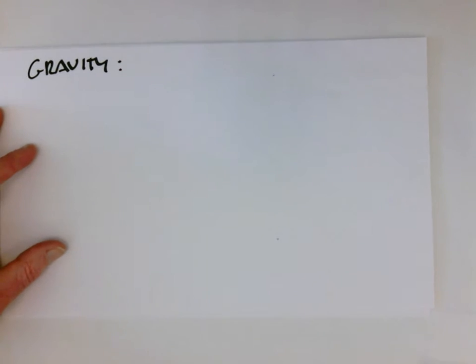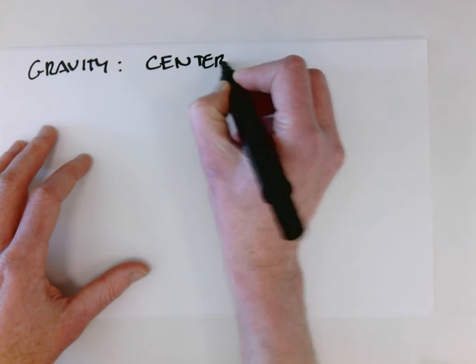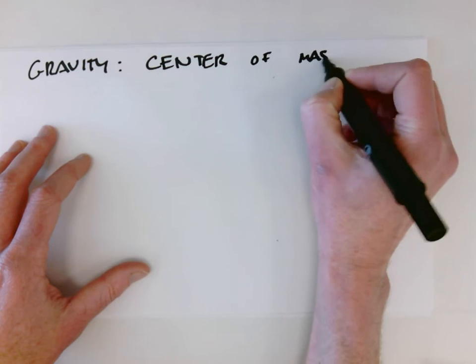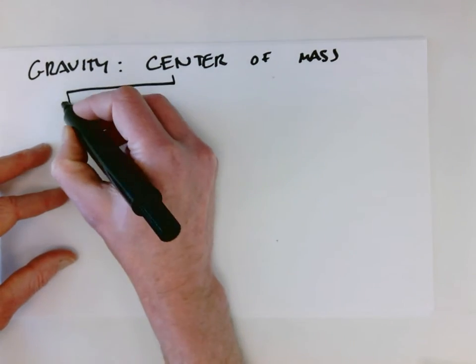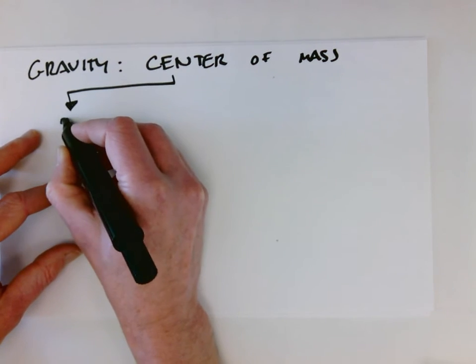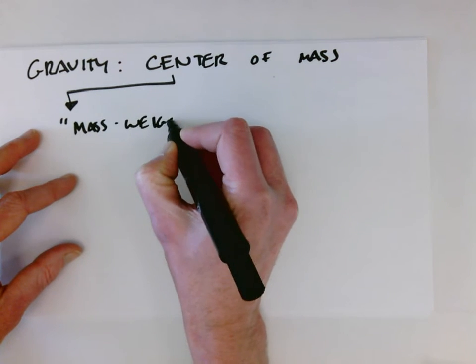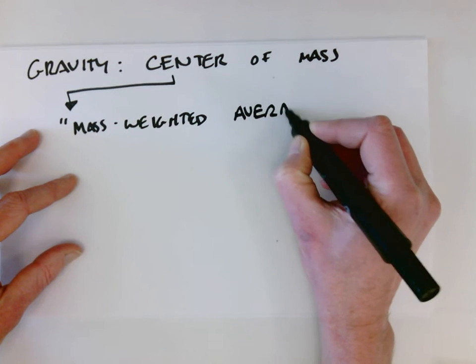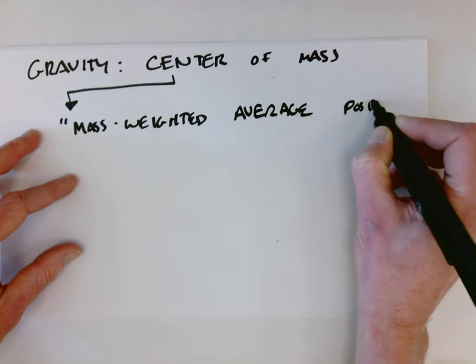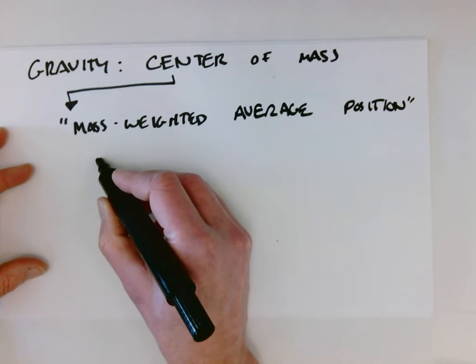Gravity is a body force, and the location that the equivalent force acts for gravity is at the center of mass. So what is meant by the center of mass? Well, one way to think about the center of mass conceptually is that it is the mass-weighted average position. What do I mean by that? Let me show you with first a simple example.